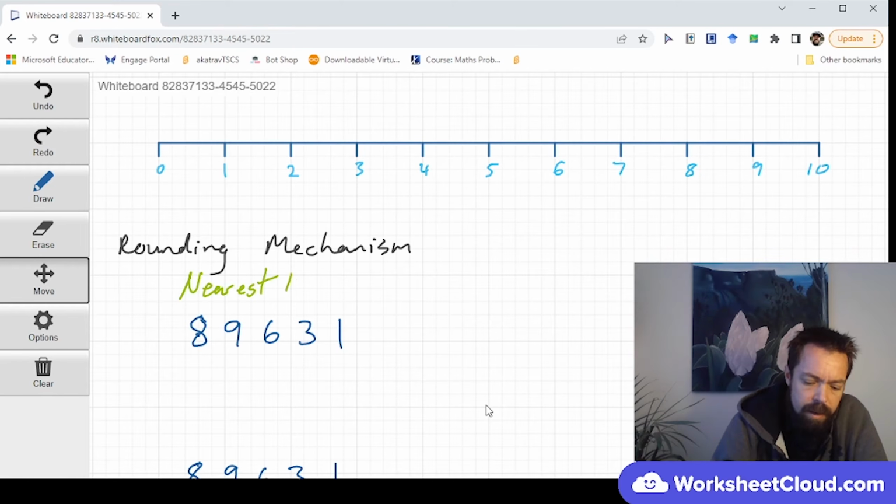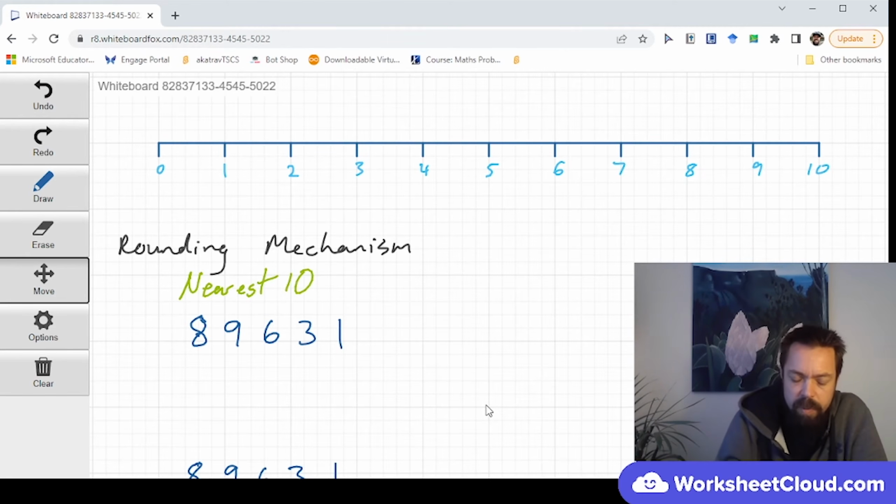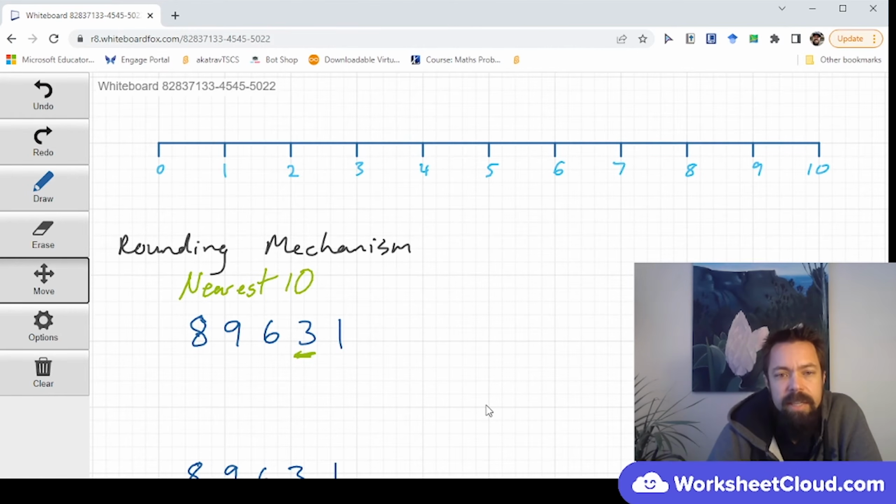All right, so when we're rounding to the nearest 10, there's a few things we need to remember. First off, we need to know where the tens place is. So I'm going to underline that. The 3 is in the tens place. Now, we don't actually do anything with that yet. What we do is we look to the digit on the right-hand side of that. In this case, I'm looking at the 1.